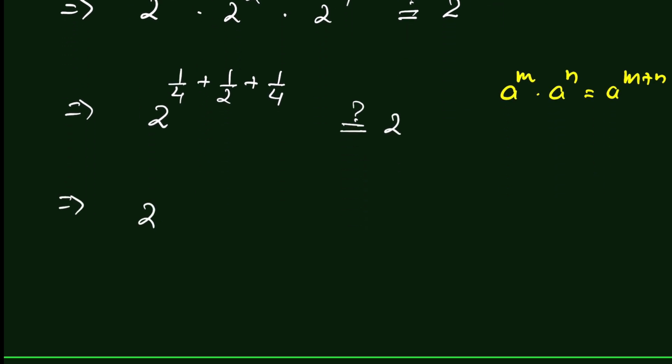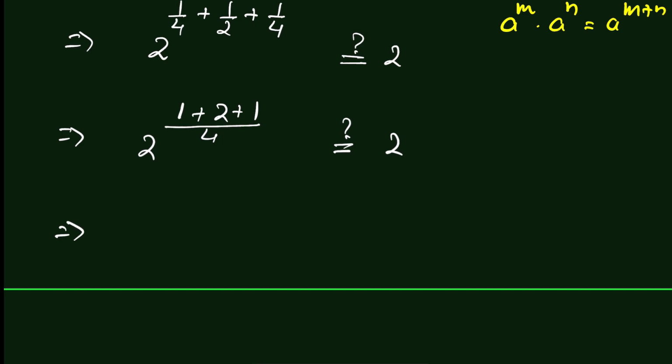or 2 raised to the power, LCD will be 4. So 1 plus 4 divided by 2 is 2, 2 times 1 is 2, plus 1, or it is 2 raised to the power 4 upon 4. 4 times 1 is 4.